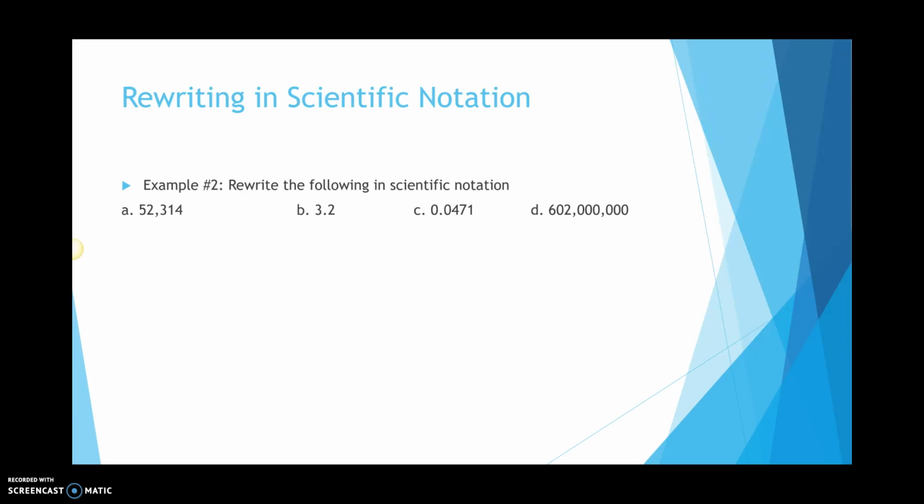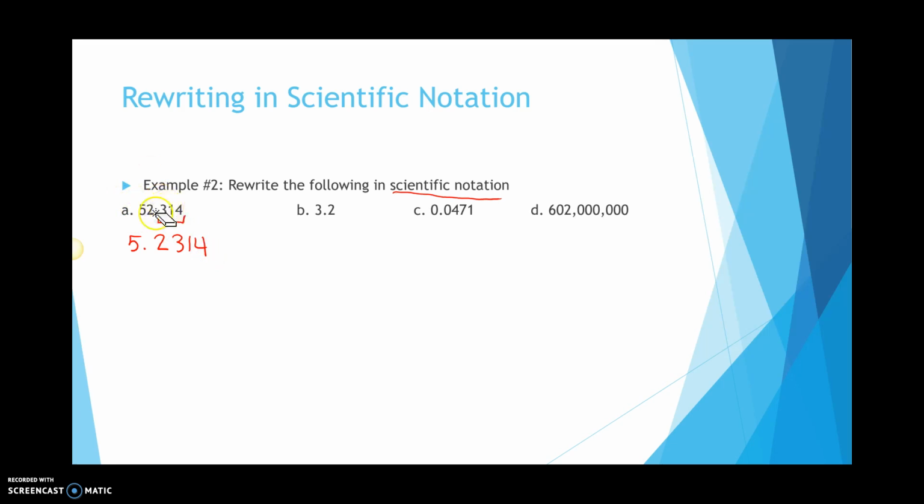Our second set of examples here is they are giving you the standard form value, and they want you to write it in the scientific notation, what we've been talking about. So here we have 52,314. So remember, we need to place that decimal between the first and the second. So this is going to be 5.2. We do have to write the rest of the numbers here, 314.